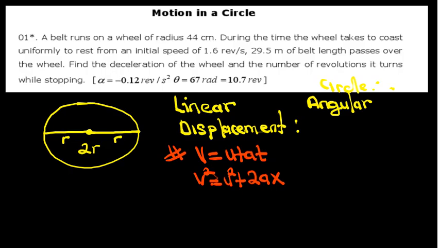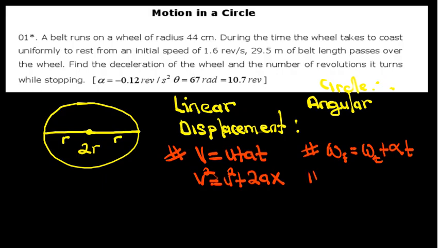But when it comes to objects that are moving in a circular position, things change. The velocity that we're going to have here is not the linear velocity. What we're going to have is called the angular velocity, which is represented by omega. So the final angular velocity is equal to the initial angular velocity, plus the acceleration, which now becomes angular acceleration, represented by alpha, times the time. The time never changes for any equations of motion.